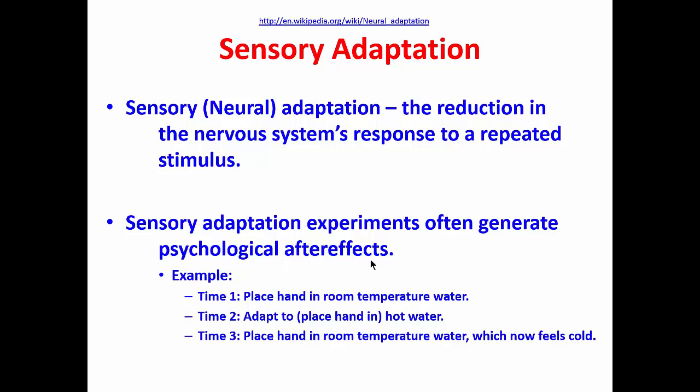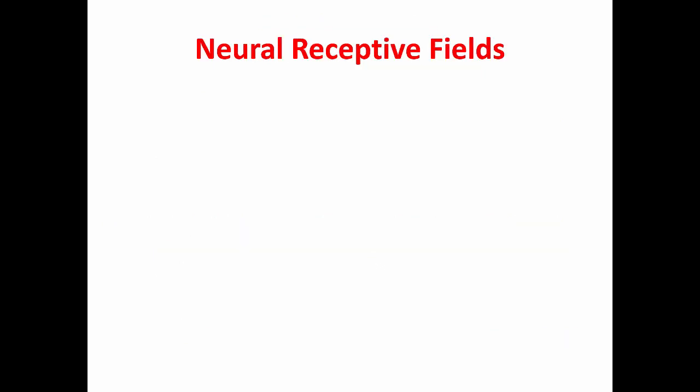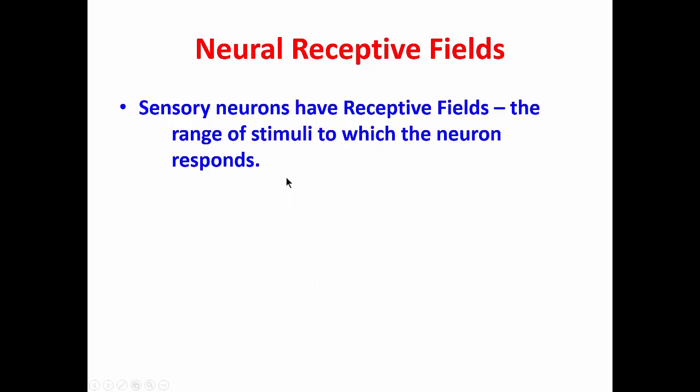Now that we've understood how neurons have different tuning properties, we can introduce another neural principle. This is the neural principle of a receptive field. We can say that sensory neurons have receptive fields, the range of stimuli to which the neuron responds. So going back to our earlier example, we had some thermal neurons. Some were hot-tuned, some were cold-tuned. These are firing to different ranges of temperatures. That's the range of stimuli to which a given neuron might respond.